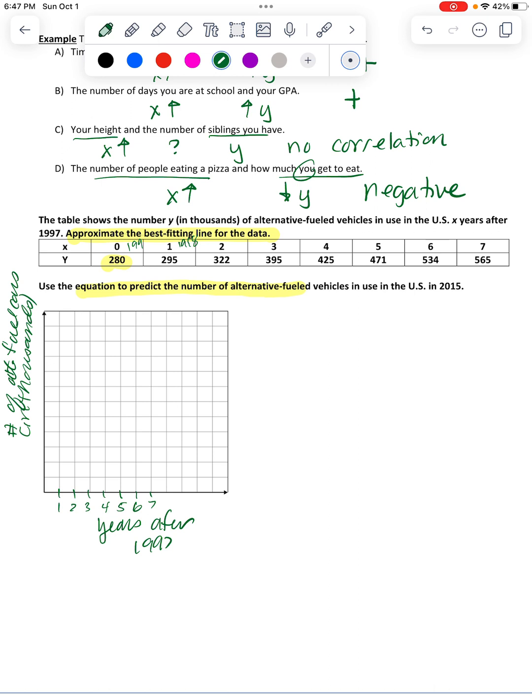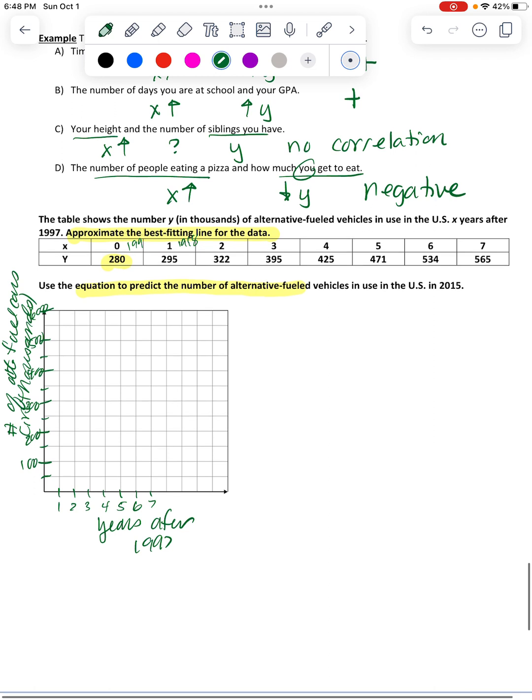My smallest number is 280 and my biggest number is 565. So I'm going to go like every other one, cut by 50s. So this will be 200, 300, 400, and so on. And that way I'll get to 600 at the top. I'm sure you can see that really well because I did a great job of making that neat. Anyway, 0 to 80. I'm going to just do the best that I can here.